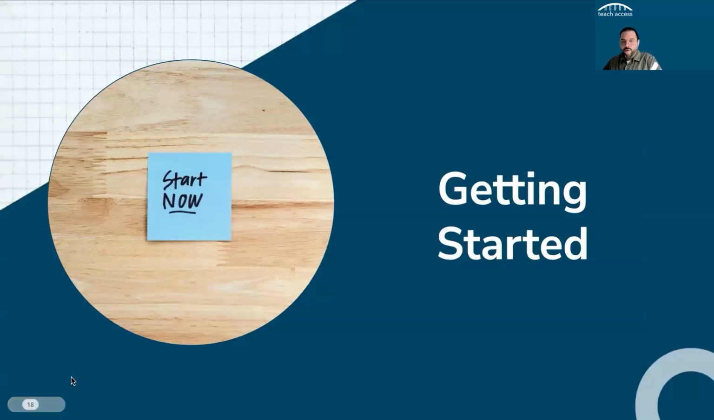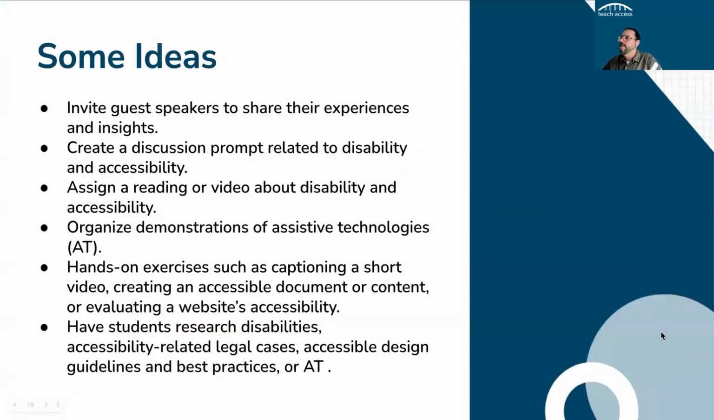So, getting started, we know that the audience includes faculty who are at different stages in incorporating accessibility into their own classrooms. But here are some tips that we always share with faculty to help them get started. It could be as simple as inviting a guest speaker to share their experiences and insights. For example, one instructor from a university in Texas invited different colleagues with disabilities to talk about their experiences using inaccessible technology. You can also create a discussion prompt related to disability and accessibility.